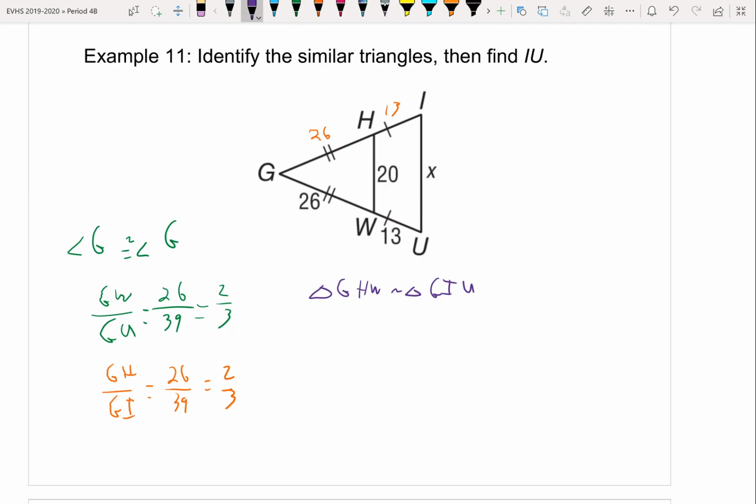GIU. That means that I can essentially use a proportion to come up with the value of x. Now we got to be careful here. We got to use GW and GU, which is 26 over 39, is equal to the smaller triangle, 20 over x. You know what? I'm going to be smart about this. Instead of using that, I'm going to use the scale factor. That's 2/3. So then, cross multiply, 2x is equal to 60. Therefore, x equals 30.